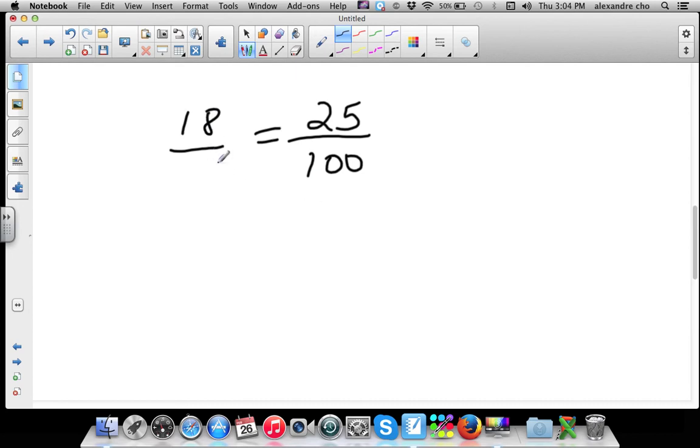Okay, so we want to find out what the total number of kids is. So 18 out of a certain number went to Burger King. Ooh, what can we do here? Let's see, times 180, divide by 5. Okay, I'm having a problem here. 18 times 5. Okay.